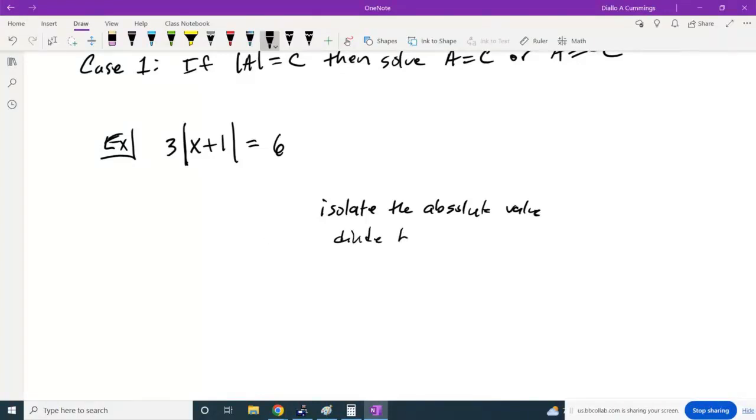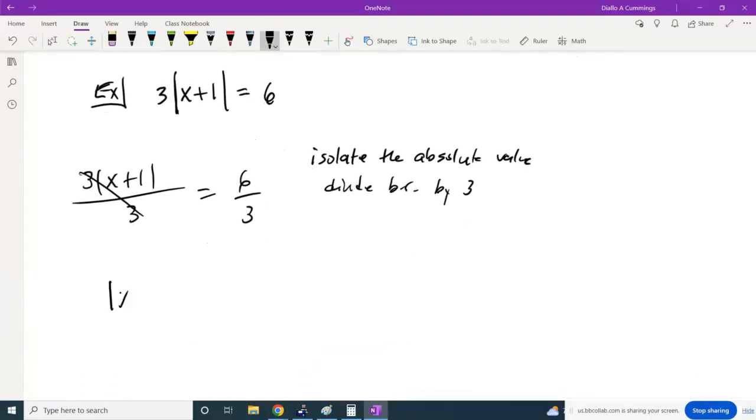So we're going to divide both sides by 3. So 3 times the absolute value of x plus 1 gets divided by 3, and 6 gets divided by 3. On the left-hand side, my 3's cancel, and I'm left with the absolute value of x plus 1, which is what I want. And then 6 divided by 3 is 2. So now I have the right form.